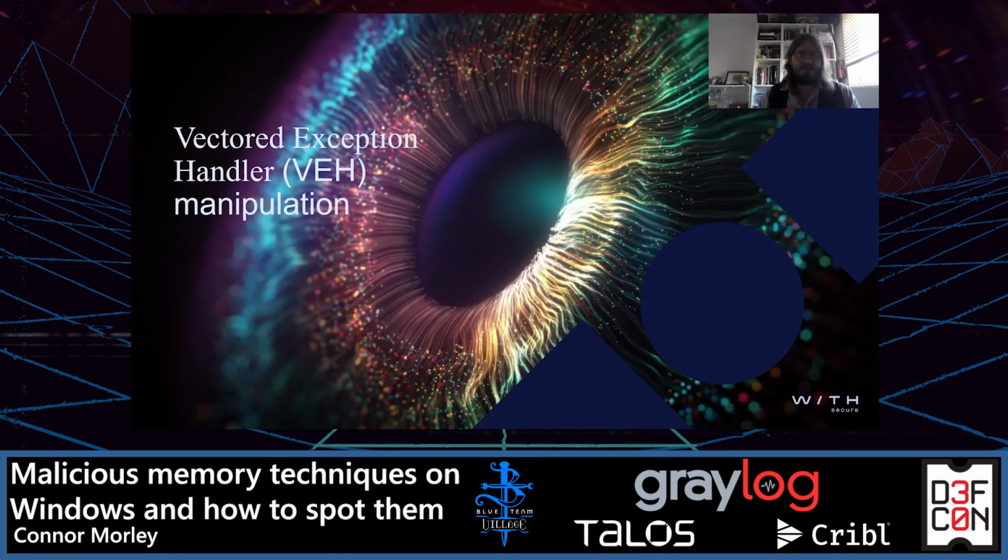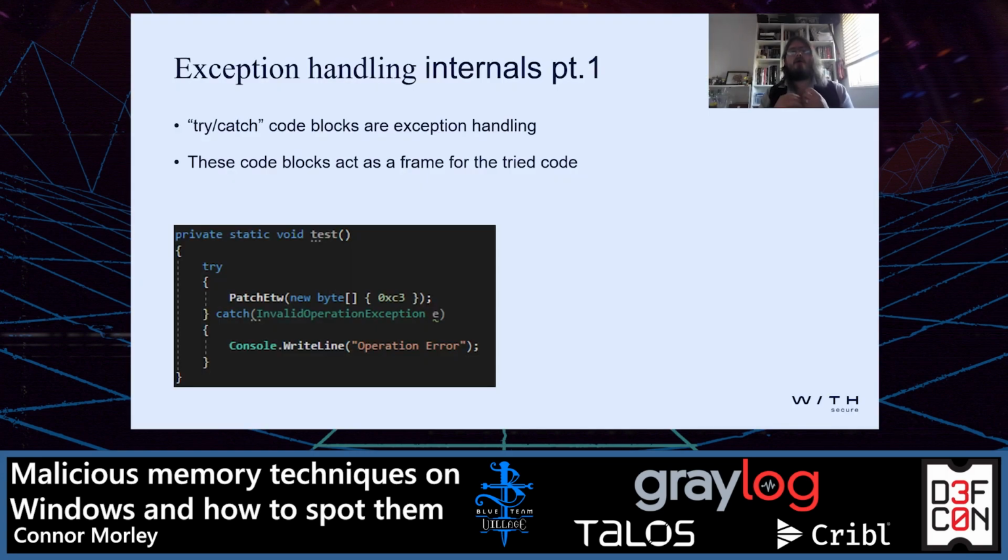Finally, let's look at vectored exception handlers. So first of all, let's look at how exception handlers work. Try-catch code blocks are an example of exception handlers. Effectively, a try-catch block is a frame. So with these code blocks, where you have the try code, that code is within the frame of the catch that you've implemented. And what this means is that, as programmers should know, if an exception happens within your try block and it corresponds to what you have specified in your catch statement, the exception will be handled by your catch statement. And this effectively creates a frame for that exception.